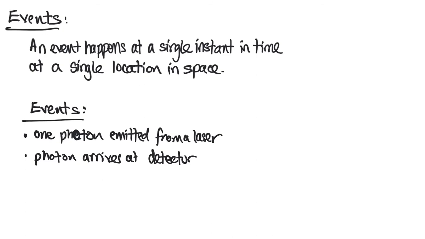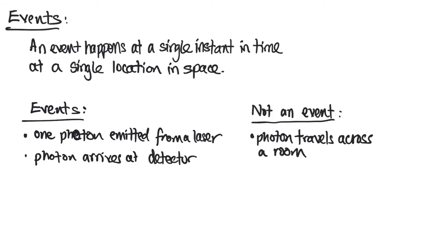How about the following? A photon travels across a room. Is that an event or not an event? Indeed, it's not an event, and it's not an event because traveling across a room implies much more than one instant of space and much more than one instant of time, right? This is a photon traveling across the room, spans the whole length of the room, and it takes some time for that to occur. Photon emitted on one side of a room is an event. Photon reaching the other side of the room is an event, but the whole journey is not a single event.